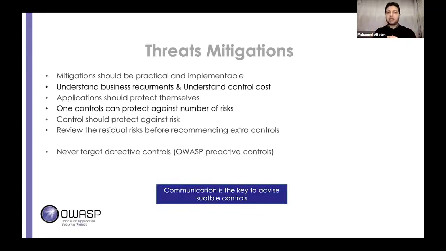try to focus to provide controls within the application. Avoid as much as you can to recommend the mitigation for any vulnerability or any threat based on extra controls in other layers. Try to implement the application in the way that they protect themselves. One control can protect against one or more risks. So sometimes you recommend some sort of validation. Try to have some sort of validation that protects against different input validation related threats and so on.